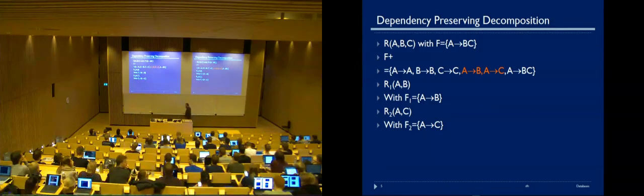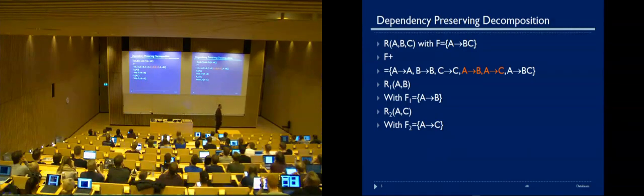Now we know that those two dependencies are preserved somewhere. And then what can we do? We can put them together. We put the set F1 and the set F2 together as a new set of dependencies, and we compute the closure of that set.